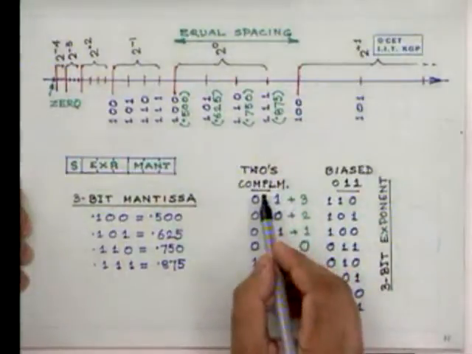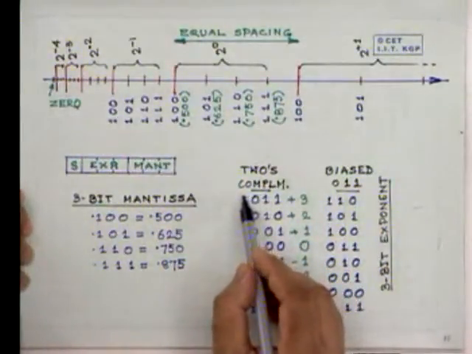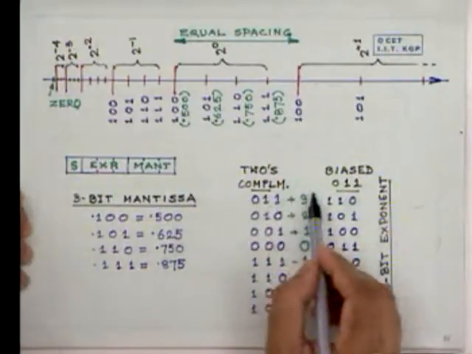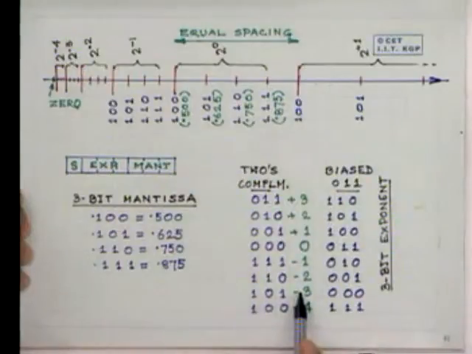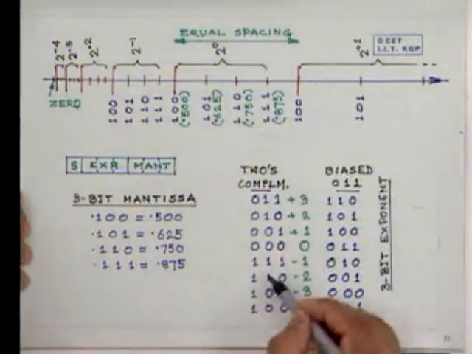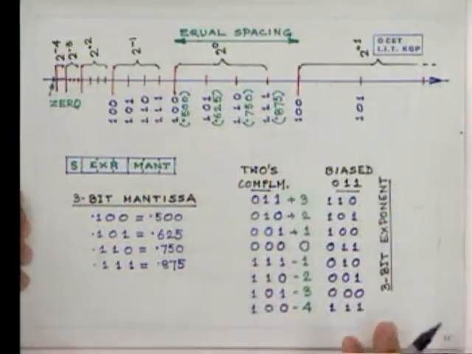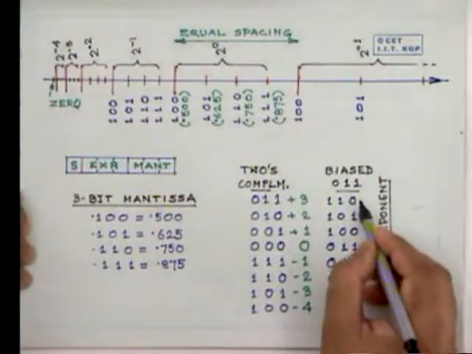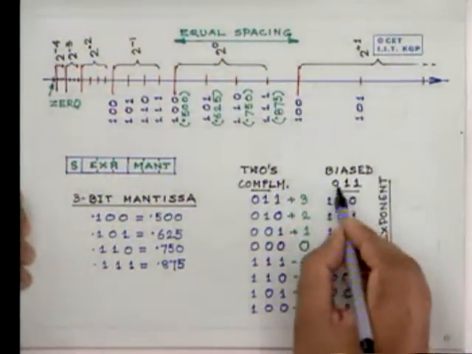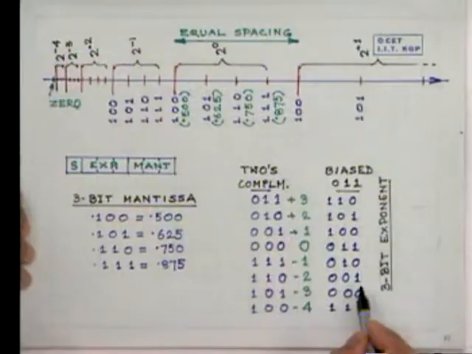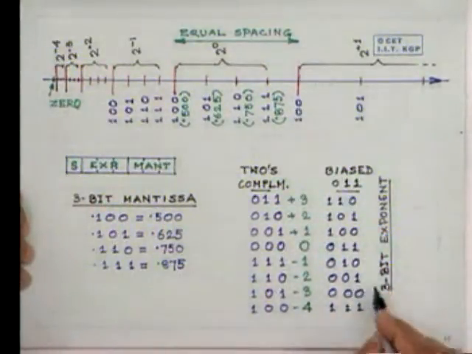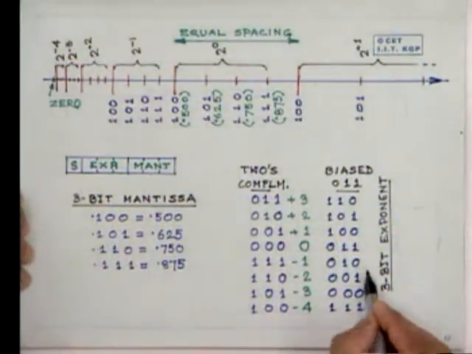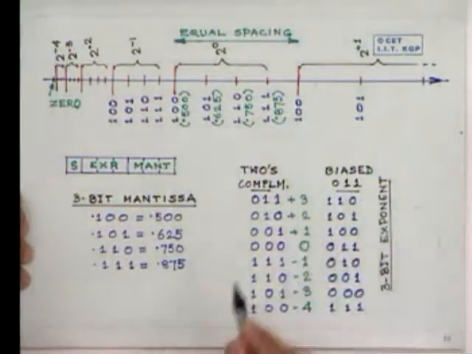And here you see that if we take the exponent to be in 2's complement form, these will be the numbers that we can represent. Minus 4 is 100, minus 3 is 101, and so on. That is 2's complement that we can represent here. Now, if we have to represent in the biased form, then 0, 1, 1 has to be added, and we can represent the biased exponent this way. This will be minus 4, minus 3, and so on to plus 3.